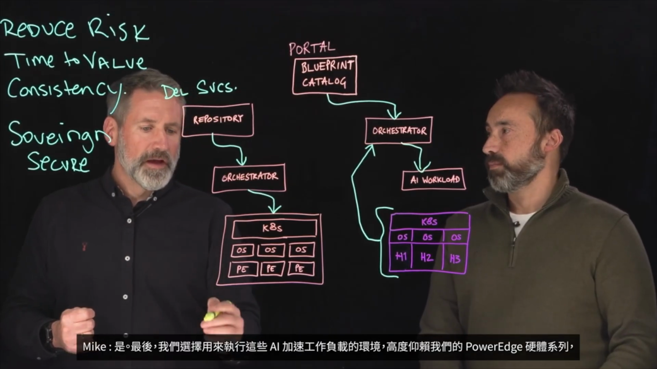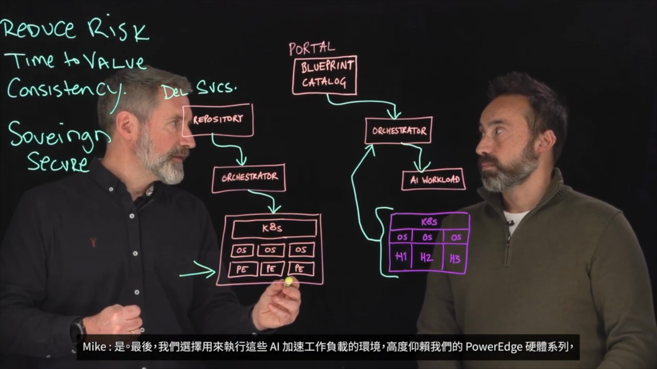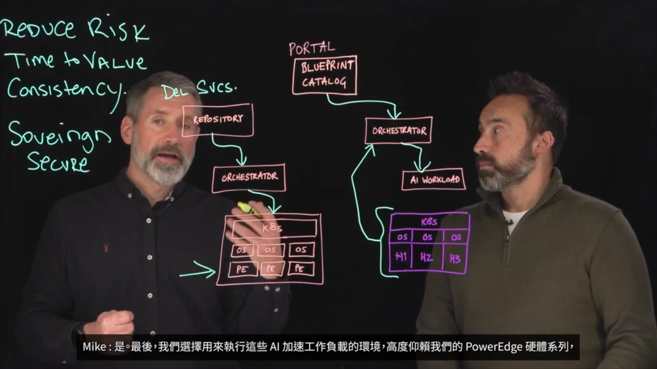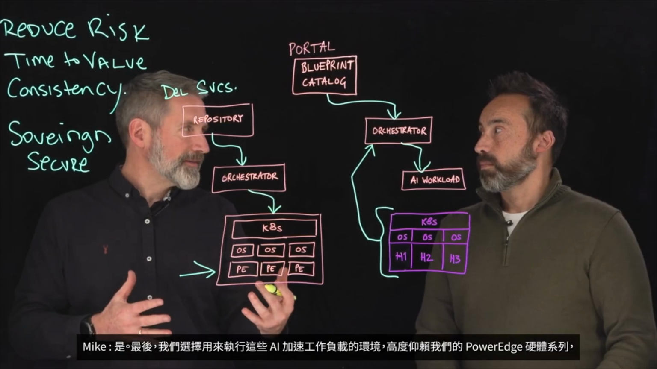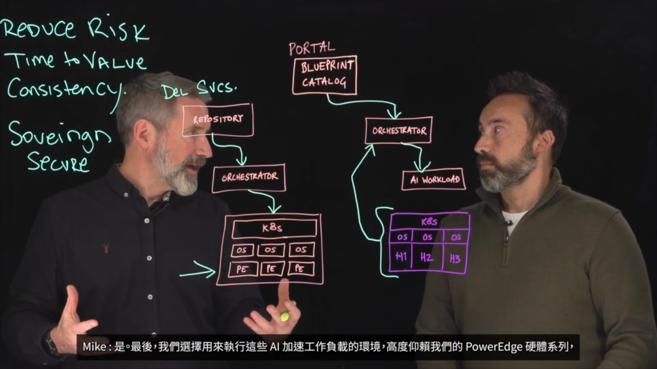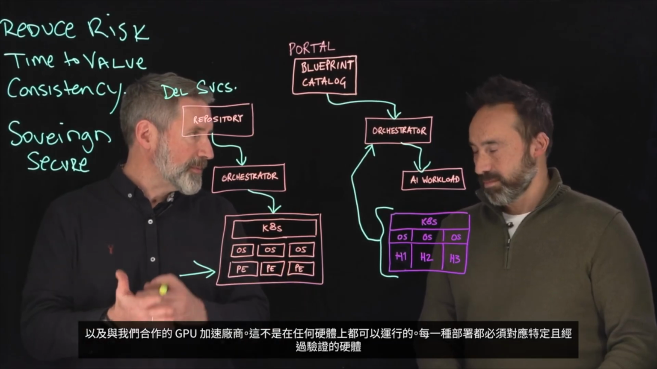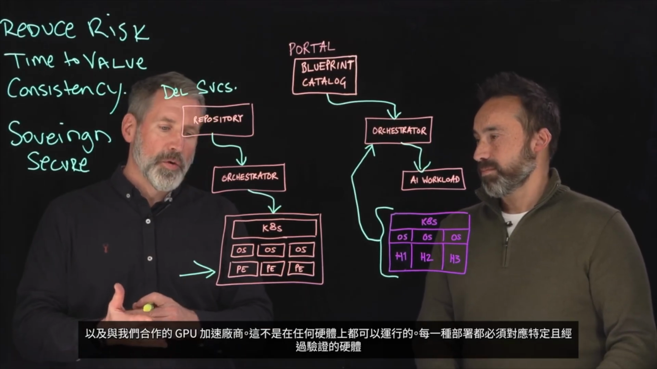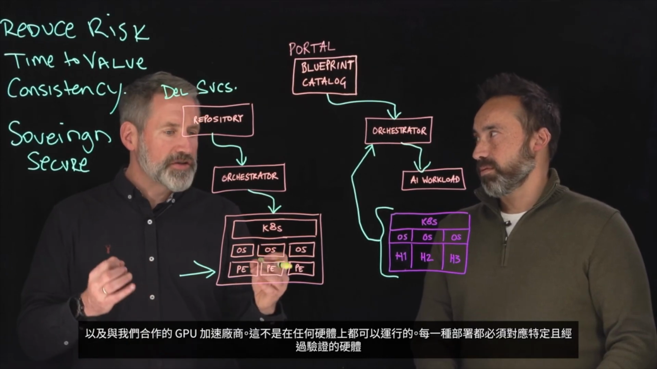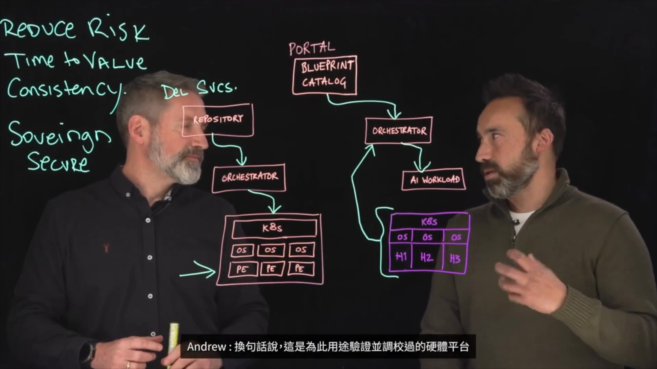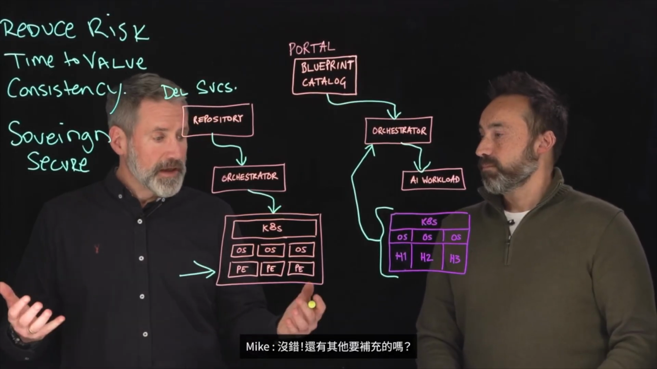And then finally, the choices that we make here to run these AI accelerated workloads are very dependent on our PowerEdge line of hardware and the vendors that we partner with for GPU acceleration. So we can't just run this on anything. This has to be very specific and validated for each of these different, optimized hardware platforms. Yeah, exactly. So anything else?